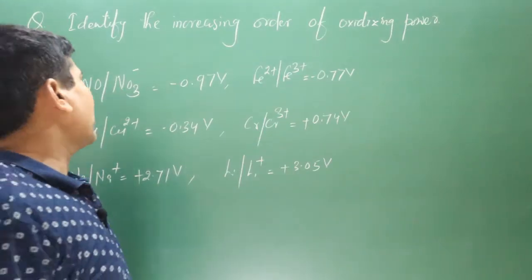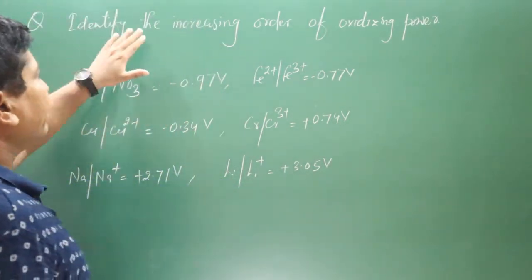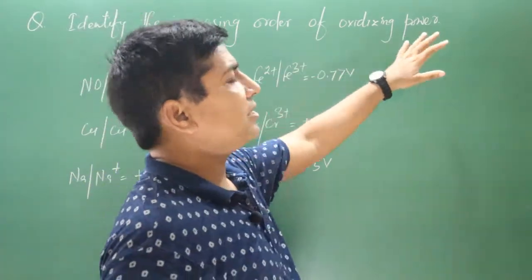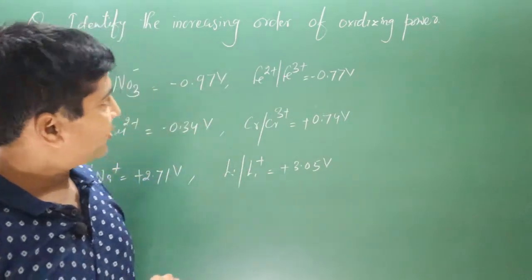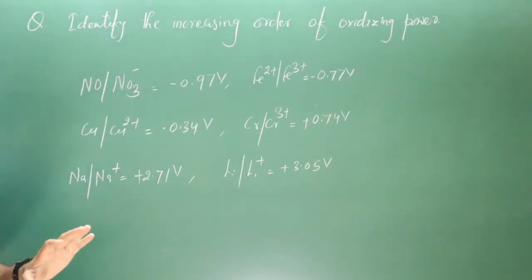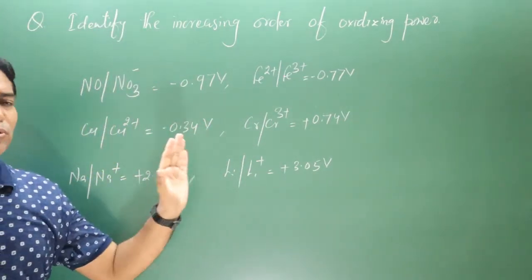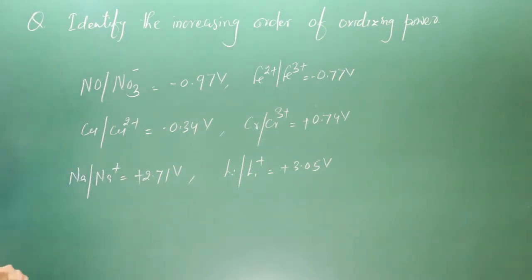The next question is on the board. The question says identify the increasing order of oxidizing power of these metals. First of all, we identify whether these values are SRP values or SOP values. Pay attention very carefully. Look at the equation.